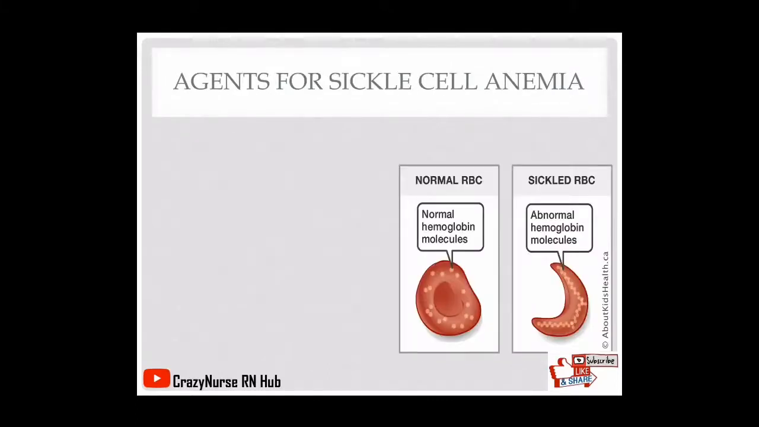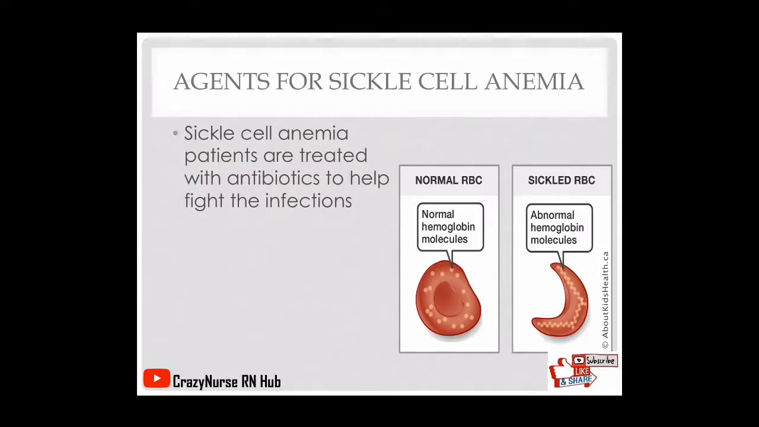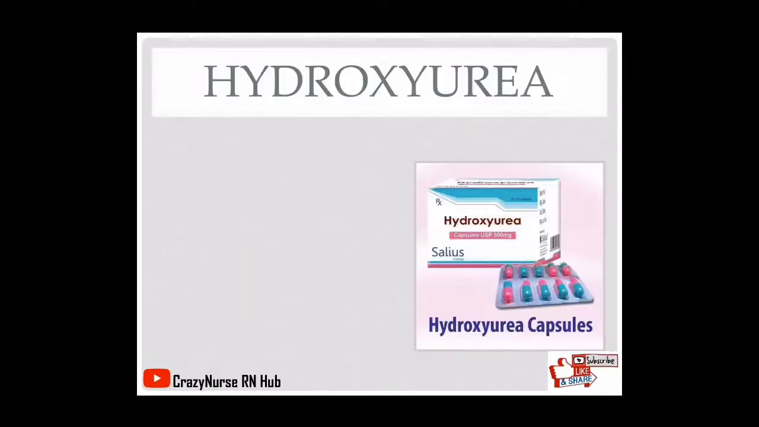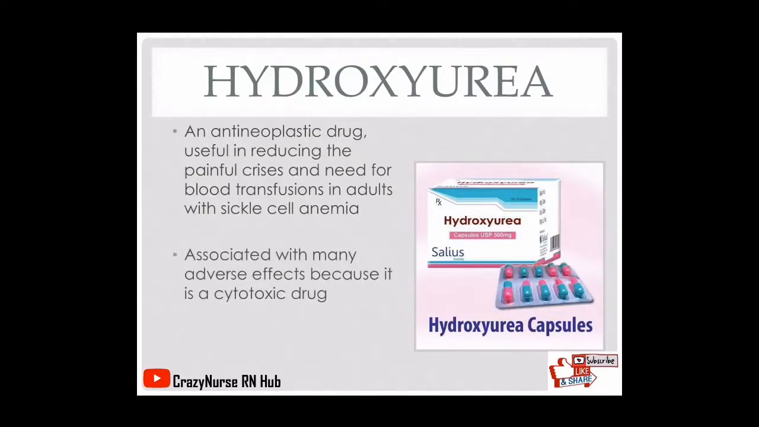We also have agents for sickle cell anemia. Sickle cell anemia patients are treated with antibiotics to help fight infection. It helps alleviate the pain associated with the anoxia to tissue. Now we have your hydroxyurea. It is an anti-neoplastic drug useful in reducing the painful crisis and the need for blood transfusions in adults with sickle cell anemia. It is associated with many adverse effects because it is a cytotoxic drug.